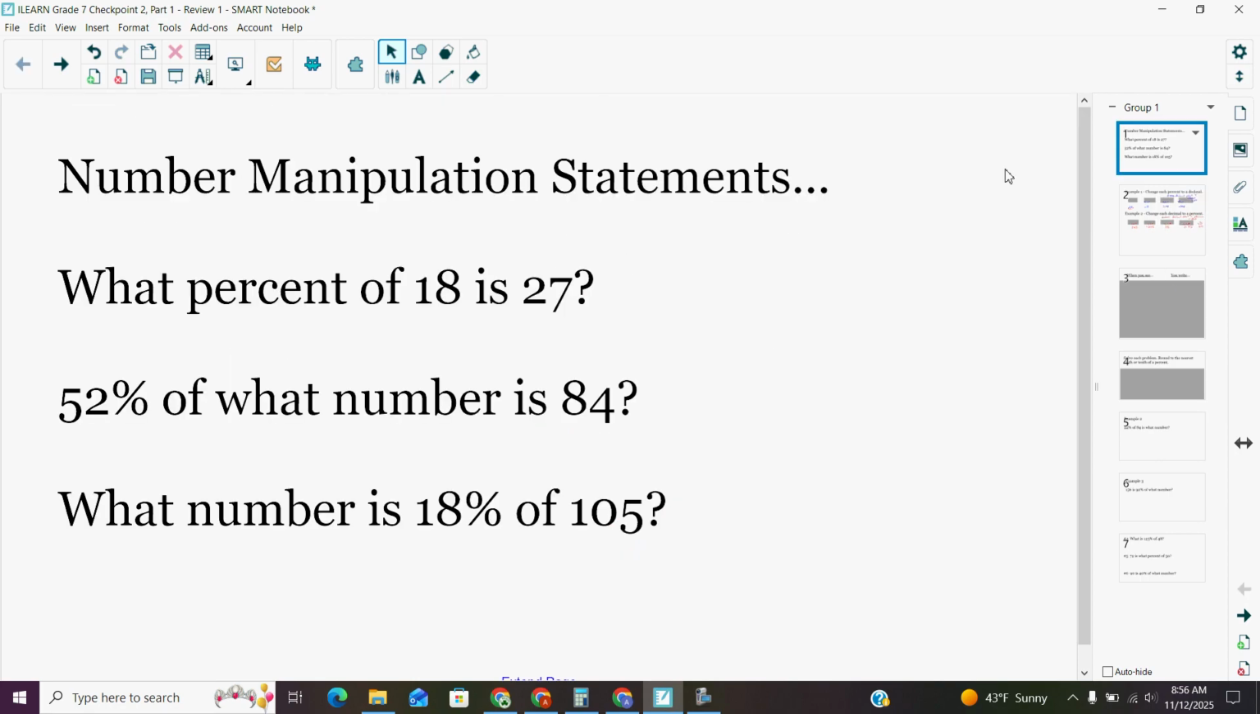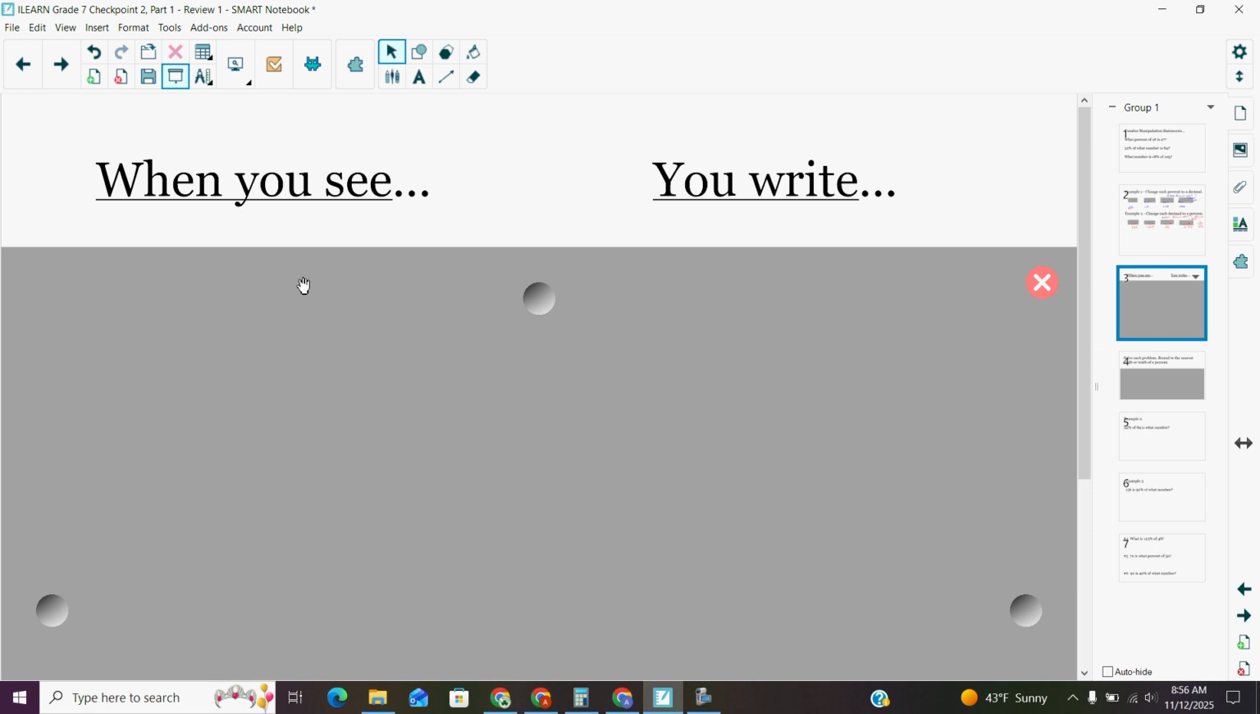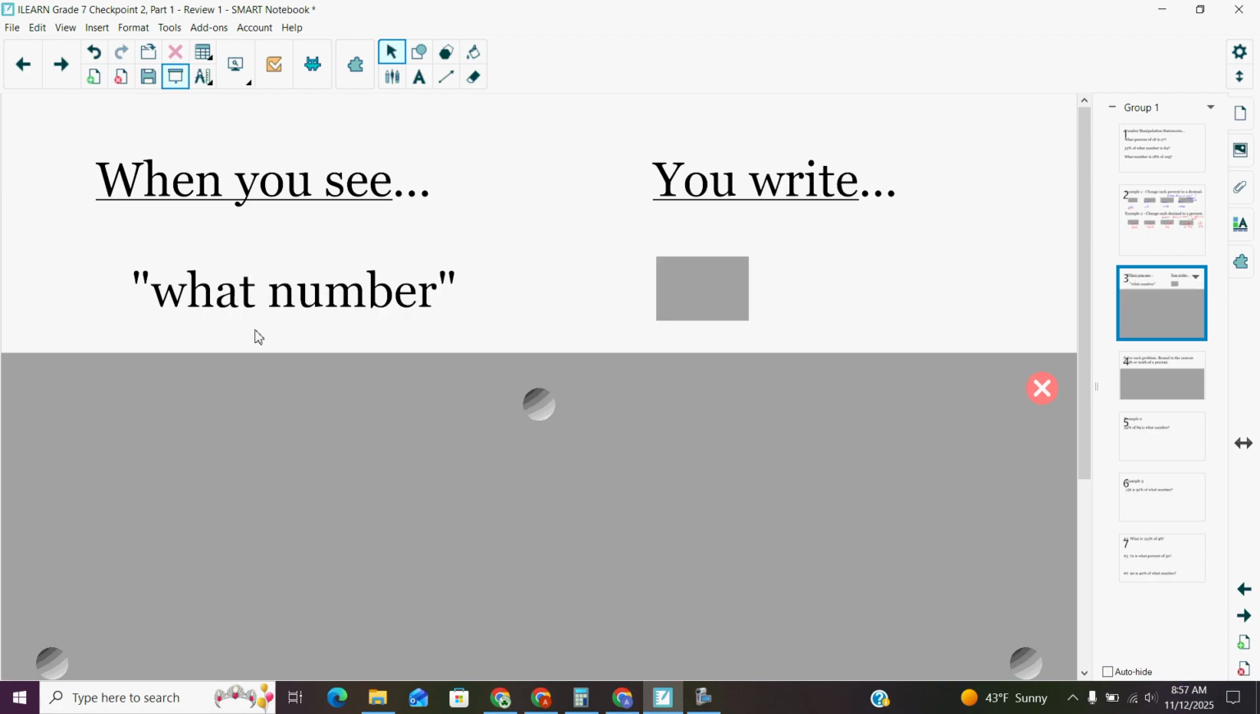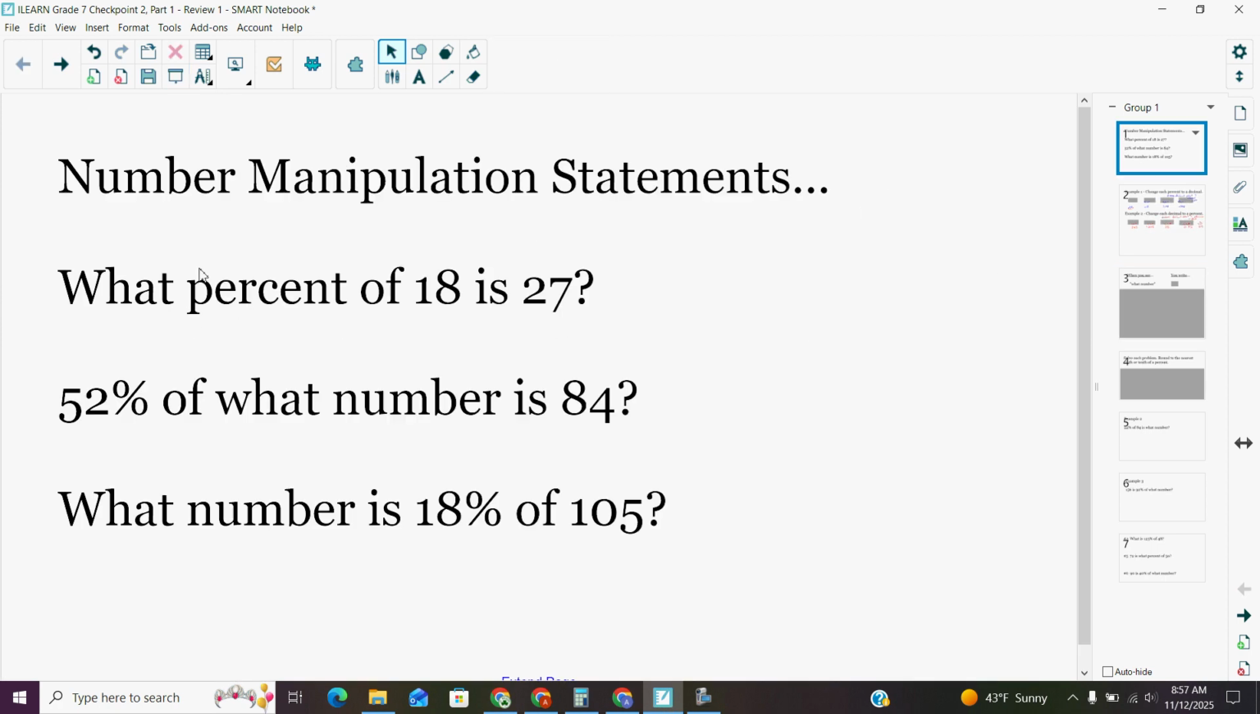Going back to these number manipulation statements, what we want to do is, when we see something, we want to write down within a numbered equation. So anytime you see the phrase what number or what percent or just what, that's what we're looking for. That should be a variable. Usually we'll call it X. If you want to call it n for a number, that's fine also. But we need to put a variable in when it's asking what number. So when you see what percent, you would put an X in there.